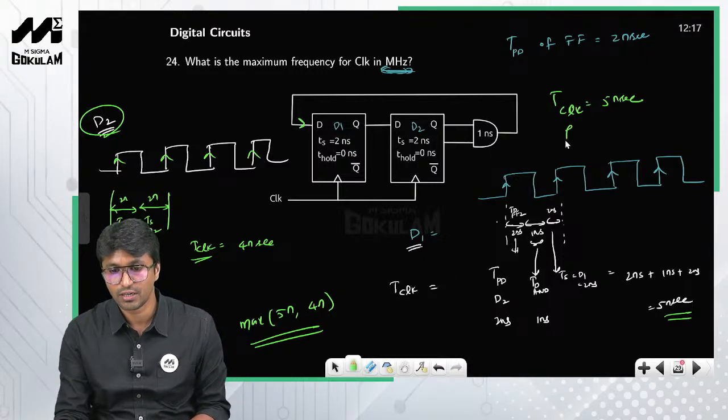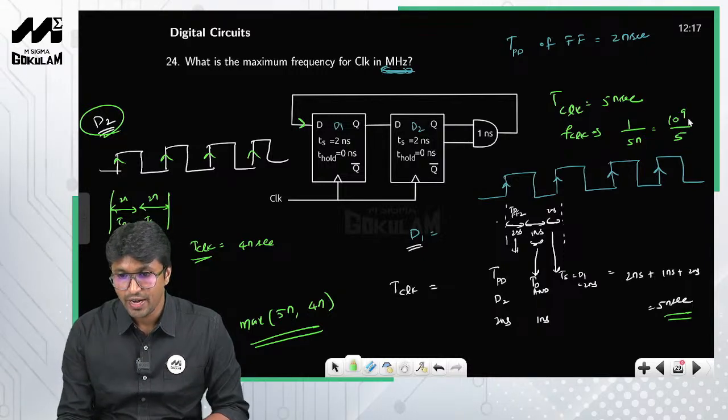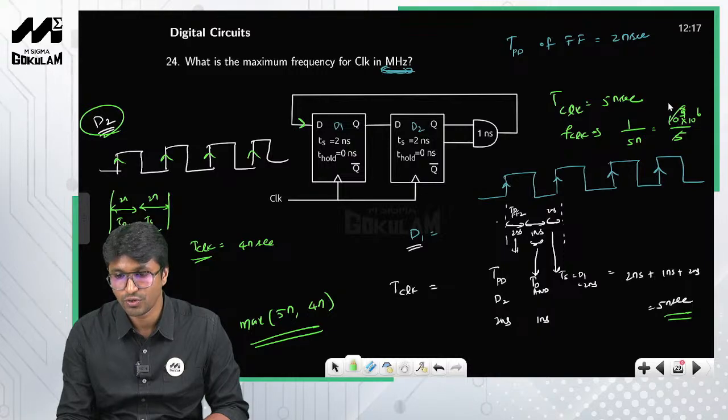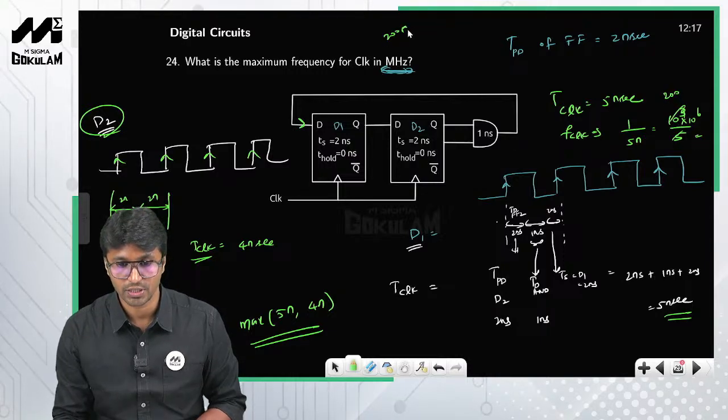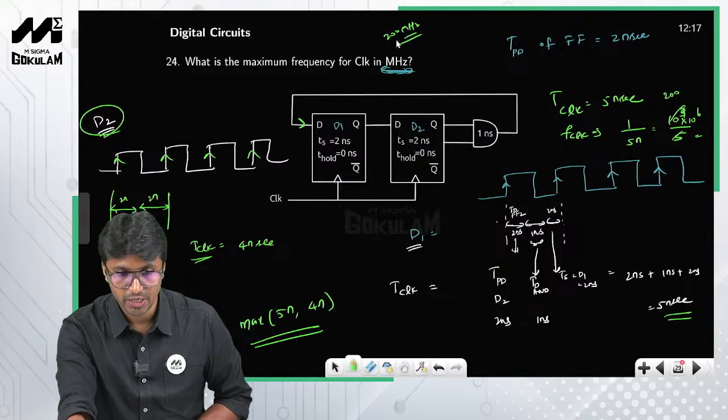Once you get the clock period, you can easily get the clock frequency, 1 by 5 nanoseconds. So 10 raised to 9 by 5, and you have to express it in megahertz, right? So I can write it as 10 raised to 3 into 10 raised to 6. So this is 1000 by 5, which is 200 megahertz. So the answer to this particular question is 200 megahertz, right? This is how you solve this particular problem.